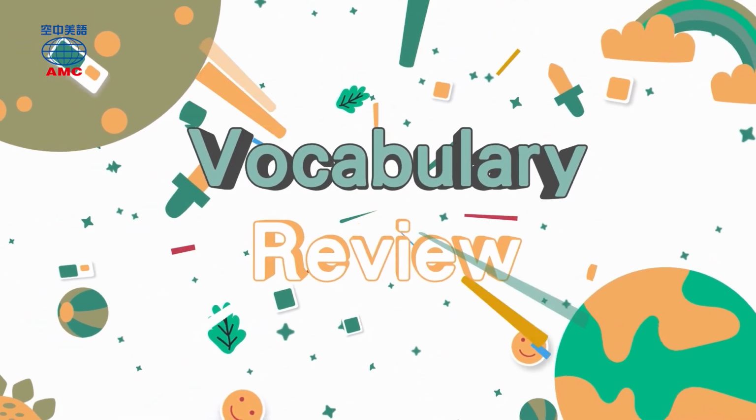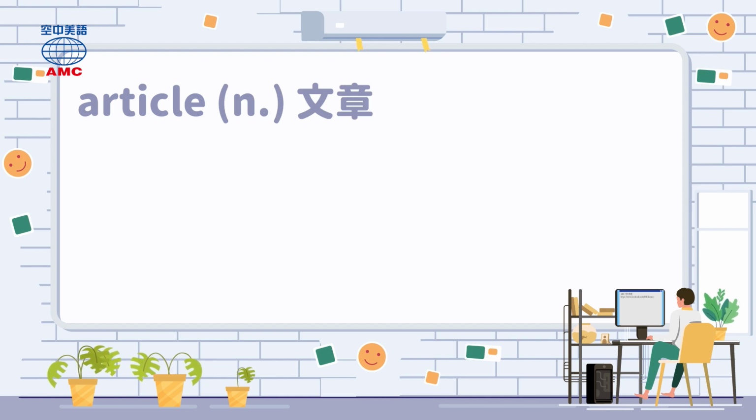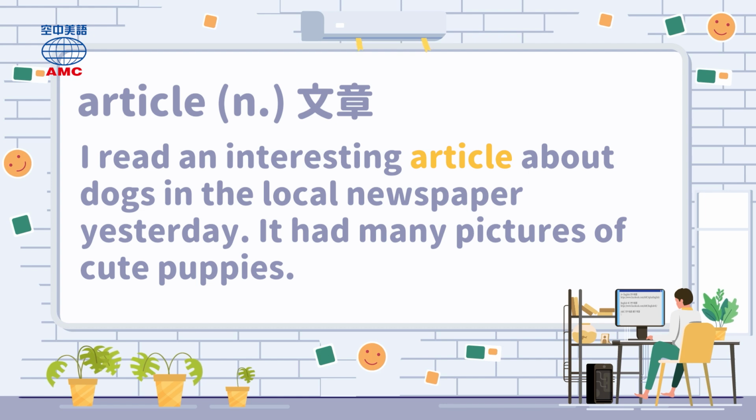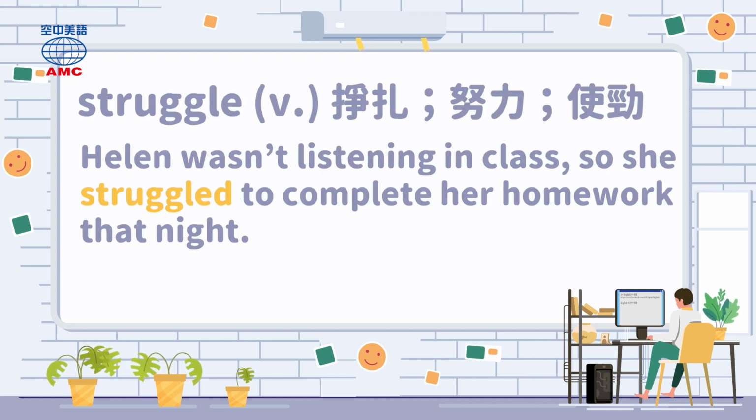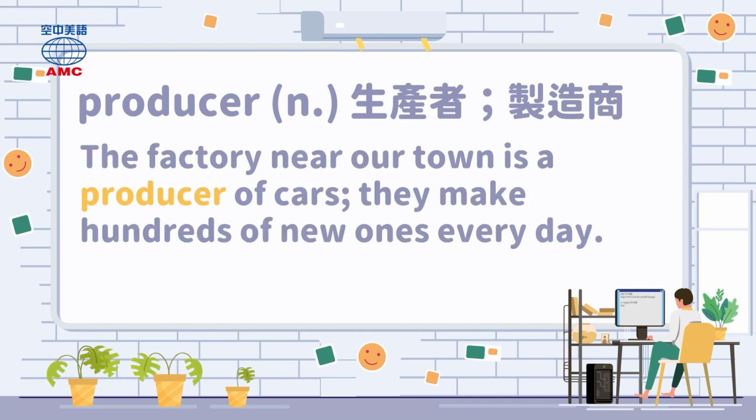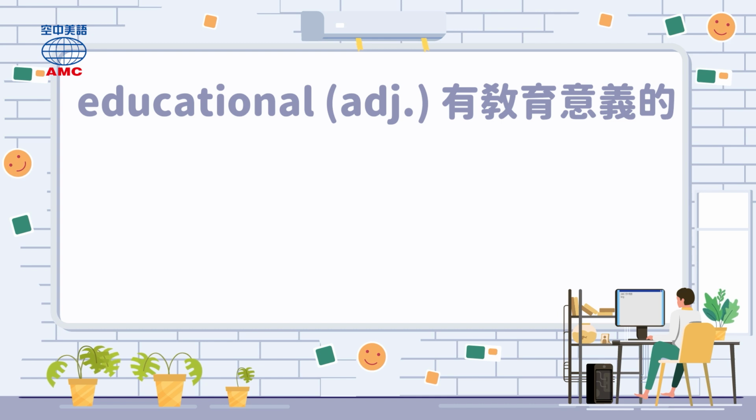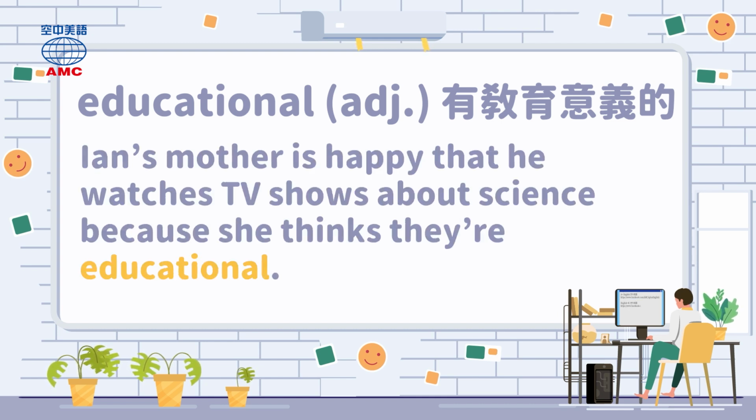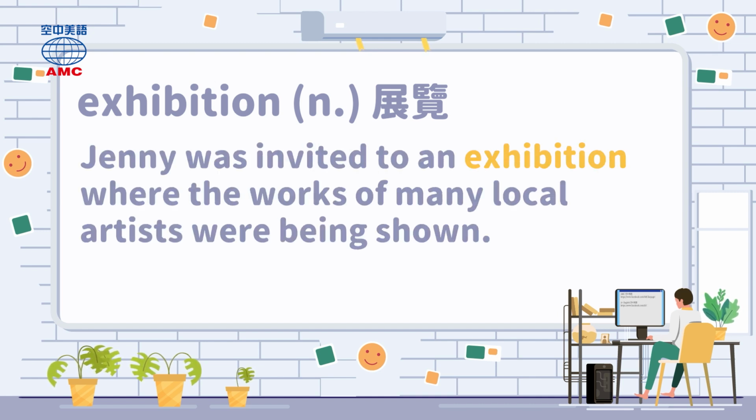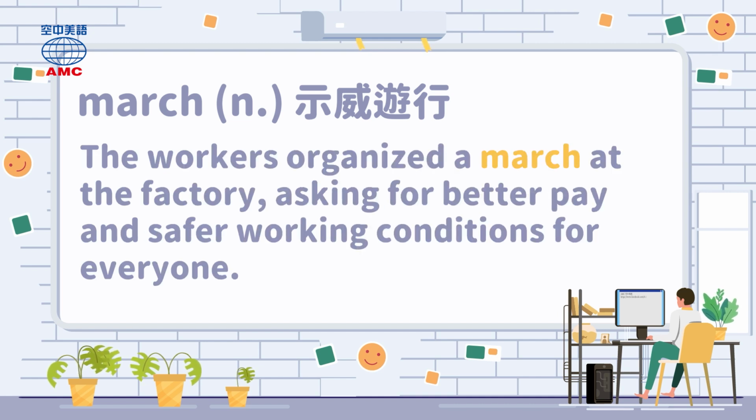Vocabulary review. Article. I read an interesting article about dogs in the local newspaper yesterday. It had many pictures of cute puppies. Struggle. Helen wasn't listening in class, so she struggled to complete her homework that night. Producer. The factory near our town is a producer of cars. They make hundreds of new ones every day. Educational. Ian's mother is happy that he watches TV shows about science because she thinks they're educational. Exhibition. Jenny was invited to an exhibition where the works of many local artists were being shown. March. The workers organized a march at the factory, asking for better pay and safer working conditions for everyone.